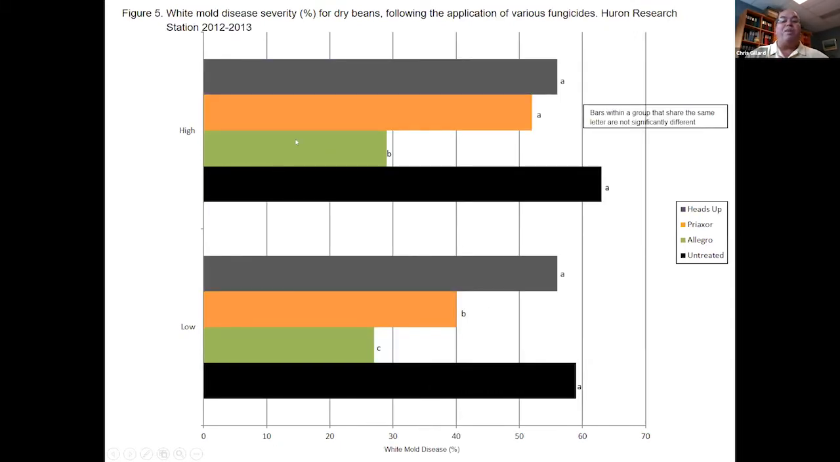Moving on to the next paper we published, data from 2012 and 2013. We looked at products like Priaxor and Heads Up. Priaxor is a combination of fluxapyroxad and pyraclostrobin from BASF. Heads Up is a plant extract. So both of those products were tested against the untreated control and Allegro. We got a little bit of response out of Priaxor on low disease sites, and I would expect that out of the product. We seem to get some activity there, but under high disease pressure, it's no better than the untreated control for disease. Heads Up gave us no activity for disease control.